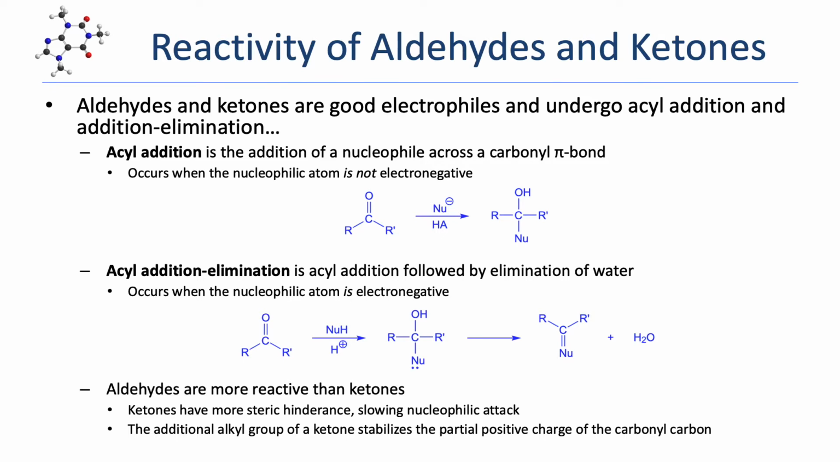Acyl addition is the addition of a nucleophile across the carbonyl pi bond. In the generic example here, you can see the molecule NUH has been added across the pi bond. The reaction results in the formation of an alcohol.